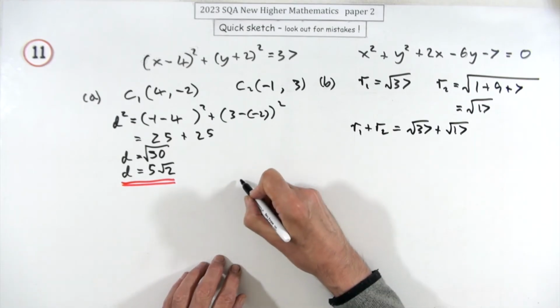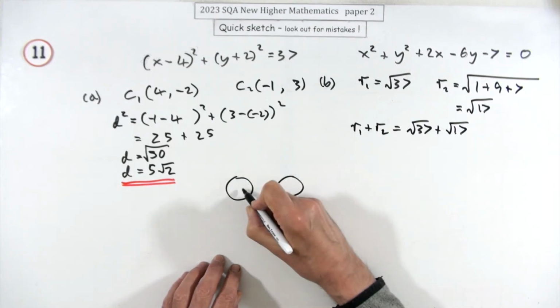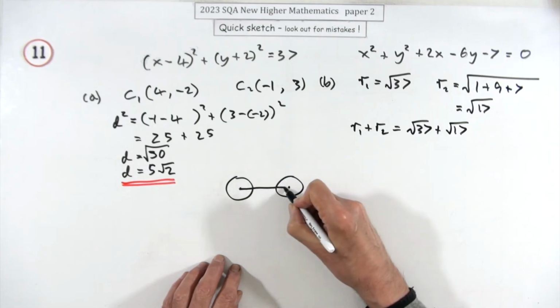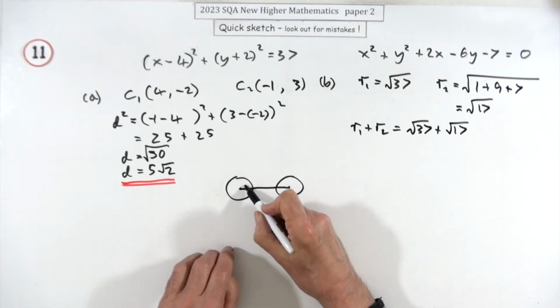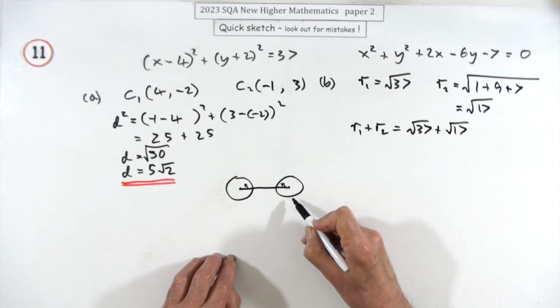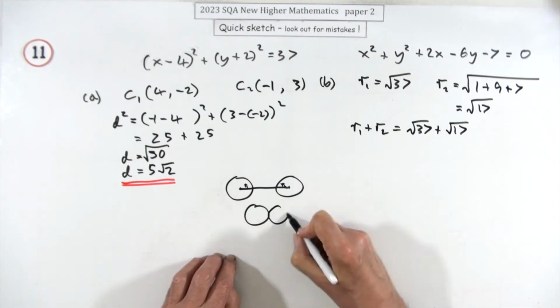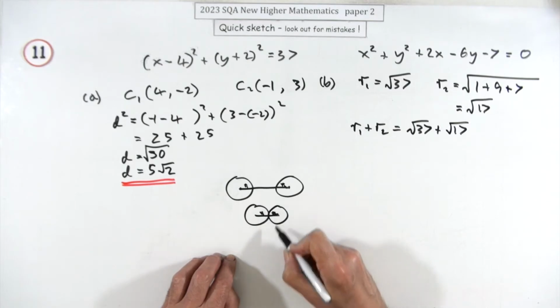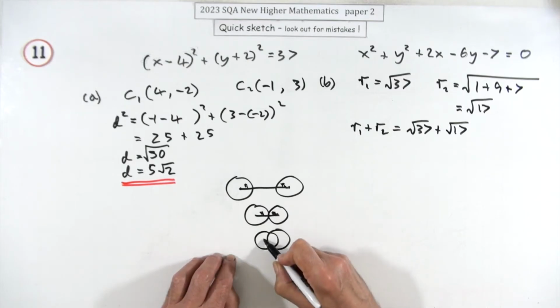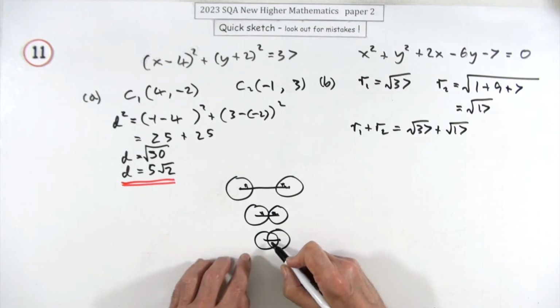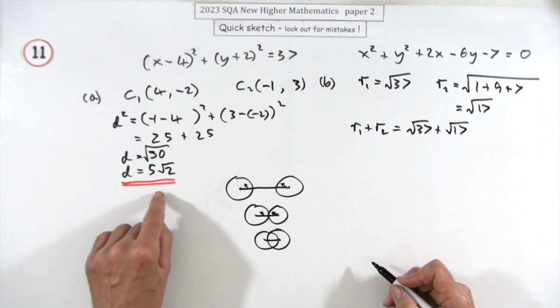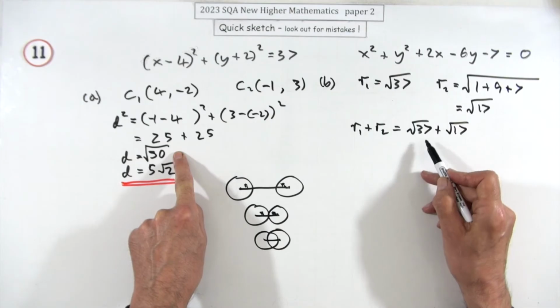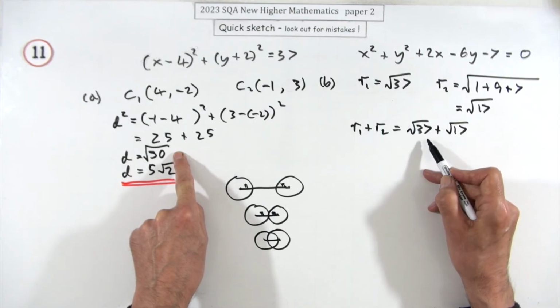What is the situation here? Are the circles far enough apart? Is the distance between the centres more than the radius of one and the radius of the other? Are they just touching? Is the distance between the centres the sum of the radii? Or are they overlapping so the distance between the centres is less? So this number here, is √50 the same as, more than, or less than that?